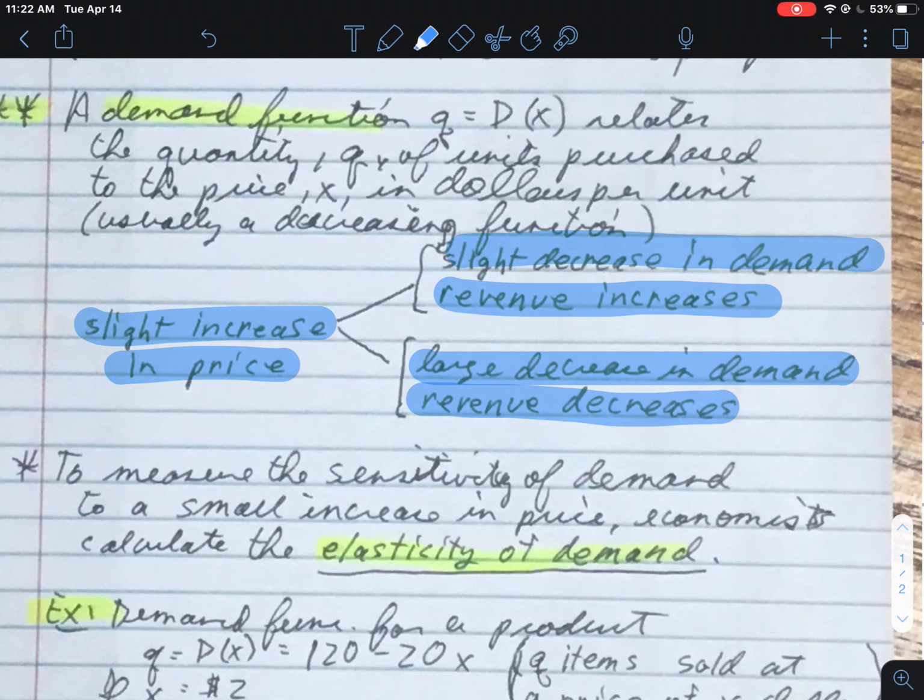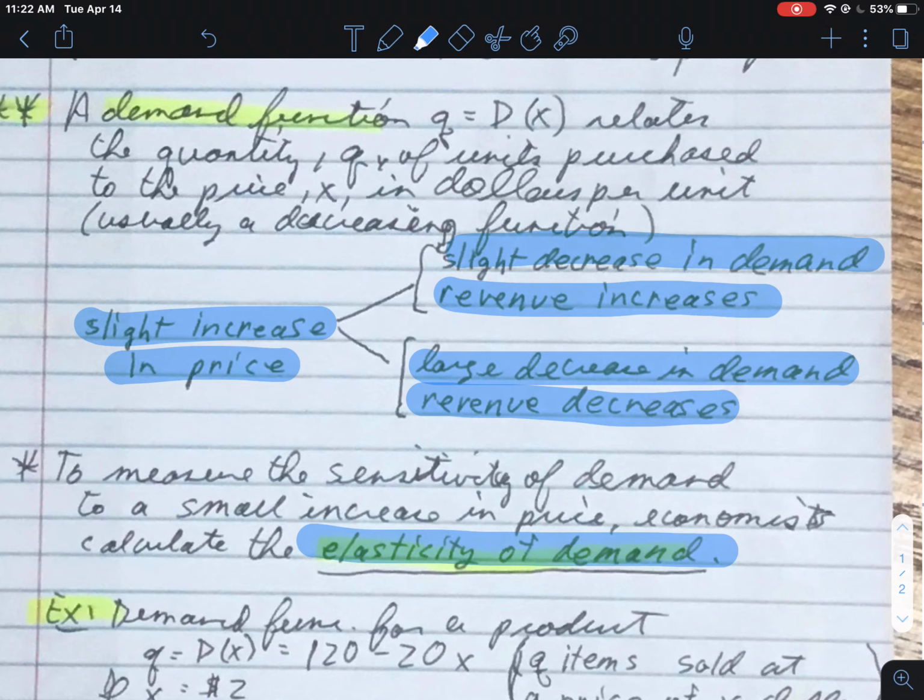So we're always looking for that sweet spot. I know what price is going to cause revenue to increase, I know what price would cause revenue to decrease. What's the price that's going to maximize my revenue? What's the sweet spot to bring in the most? To measure this sensitivity of demand to small increases of price, economists calculate what is called the elasticity of demand, and that's what we're exploring in this case.